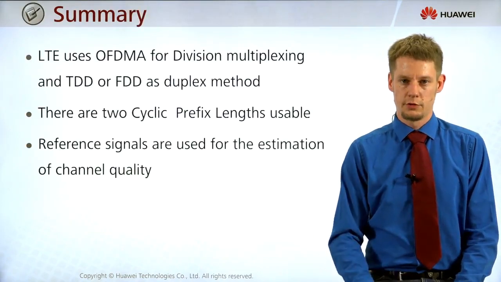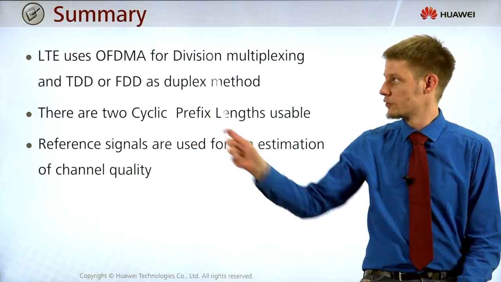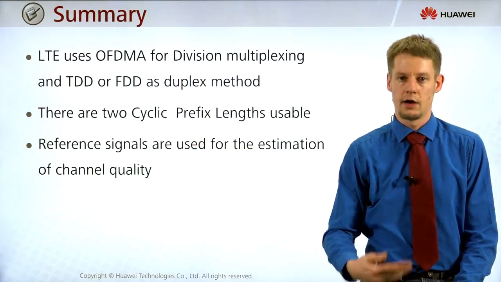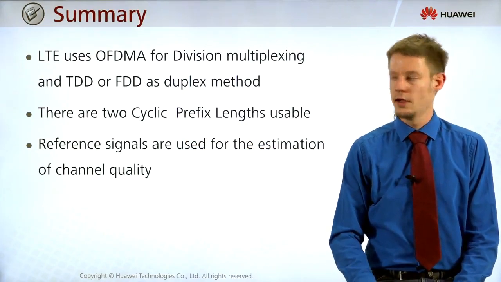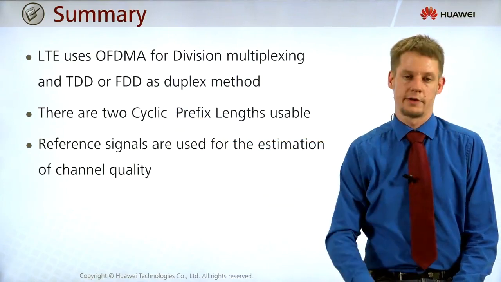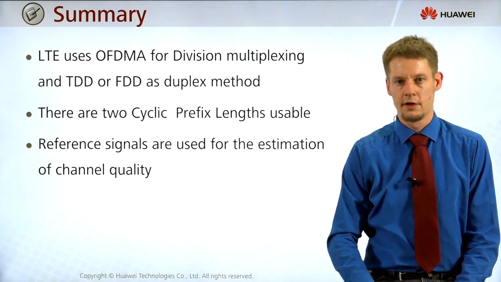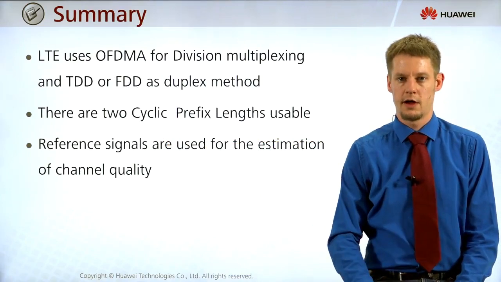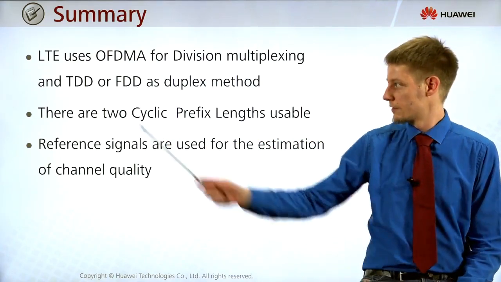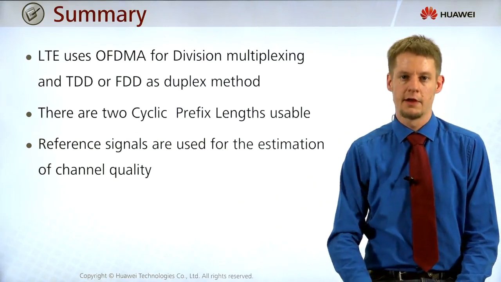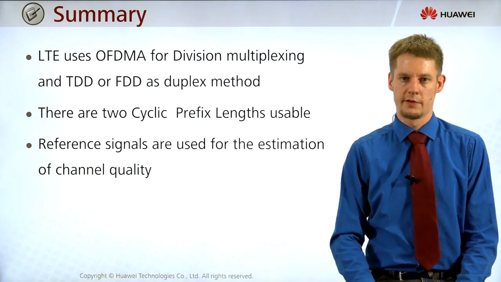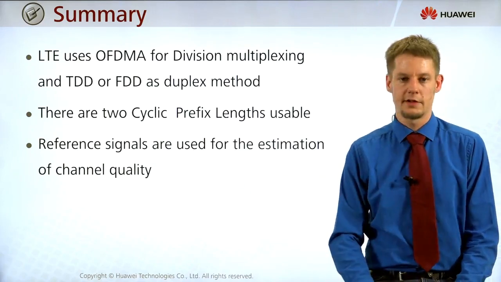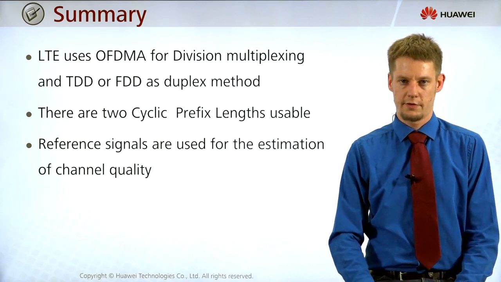To summarize Chapter 2, you have learned that LTE uses OFDMA, and you now know why it is called OFDMA and not only OFDM, for division multiplexing, and time division duplex or frequency division duplex as duplex method. This depends on the band and on the hardware. Then you learned that there are 2 different cyclic prefixes, one normal one and one extended one, and this has direct influence on how many symbols can be transmitted over the air. And we learned about reference signals, which are used for the estimation of the channel quality.